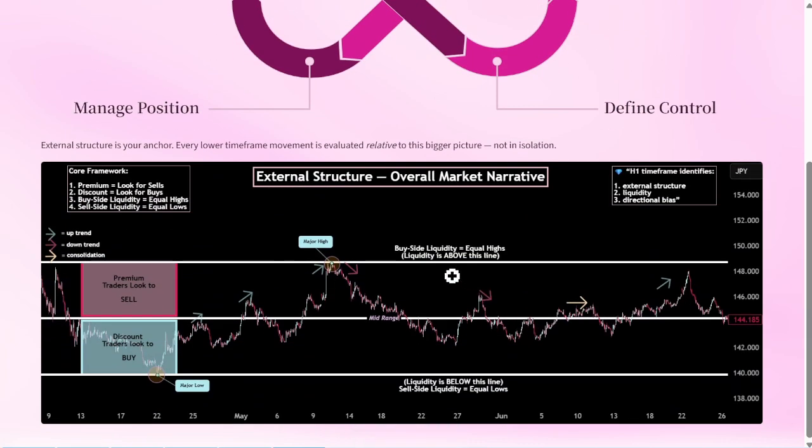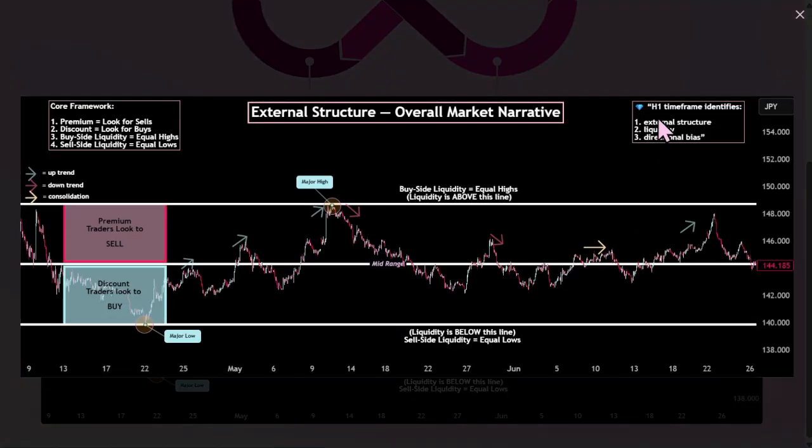All right, so here's what we got. First and foremost, I need you to pay attention to the time frame. This time frame is the 1 hour. Let's go bigger. This is the 1 hour time frame. Again, it identifies external structure, liquidity, and directional bias. At the very top of this line, especially if you have been with me for a little while, we have our liquidity. The top line is the buy side liquidity. The bottom line is the sell side liquidity.